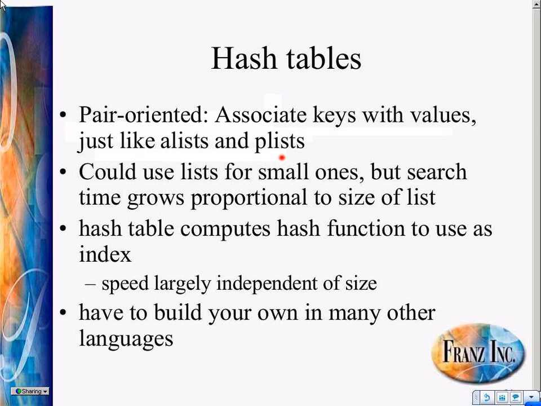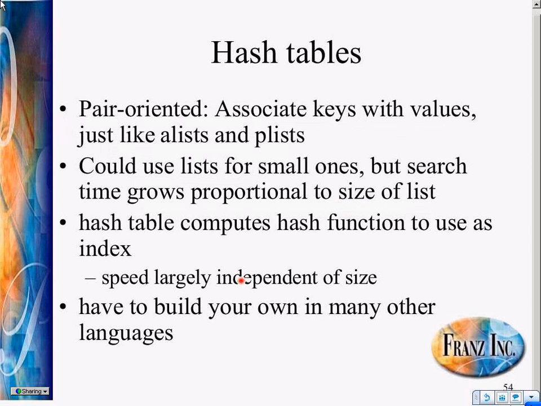Pair-oriented, it associates keys with values, just like A lists or P lists, or you can do that with vectors as well. You could use hash tables generally. You see, you can use a list when you don't have many elements, but the searching time within a list grows proportional to the size of the list. And so it takes 1,000,000 times longer to find an element in a 1,000,000-element list than to find an element in a 1-element list, which of course doesn't take much time. Hash tables compute the hash function and use it as an index, and the speed is largely independent of size.